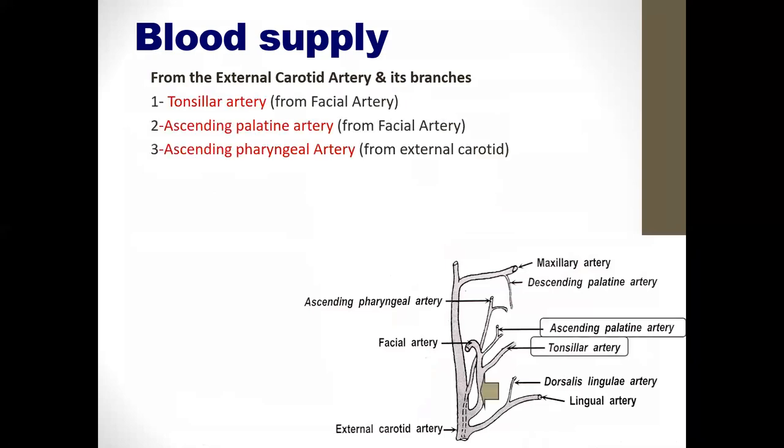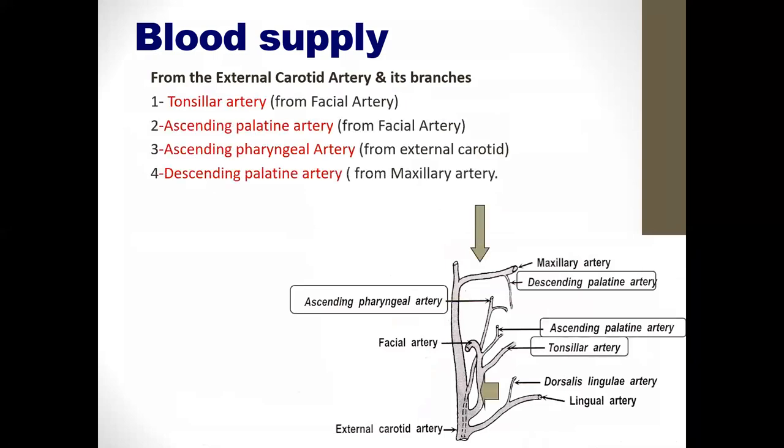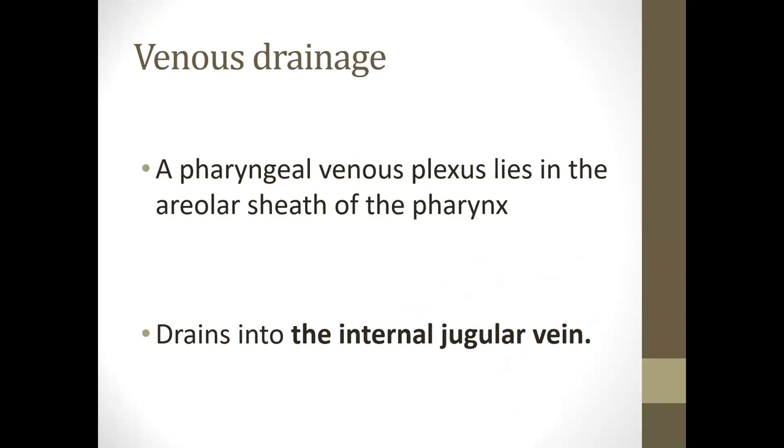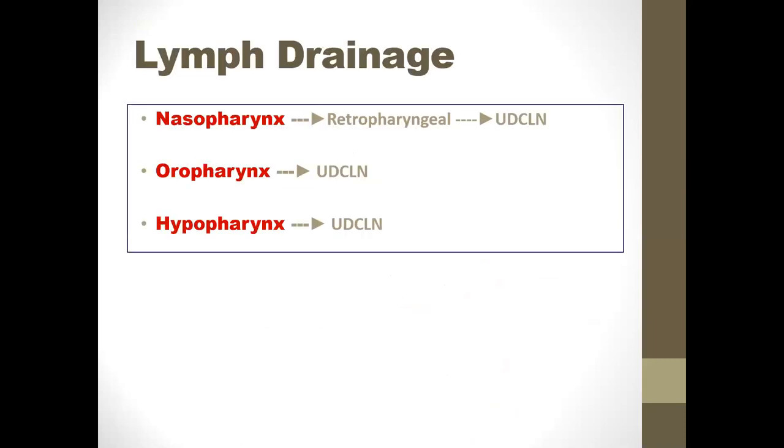Our blood supply is from branches of the external carotid artery. Branches, we have the tonsillar artery, the ascending palatine artery, ascending pharyngeal artery, and the descending palatine artery, and the dorsalis linguae artery. These are the five branch feeders into the pharynx, and the venous drainage collects into the pharyngeal venous plexus and ends up in the internal jugular vein.